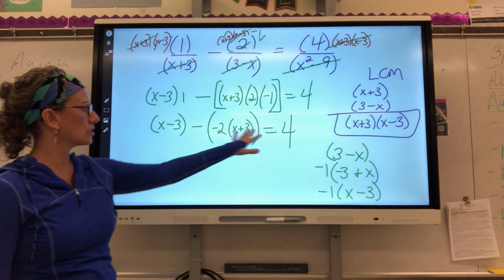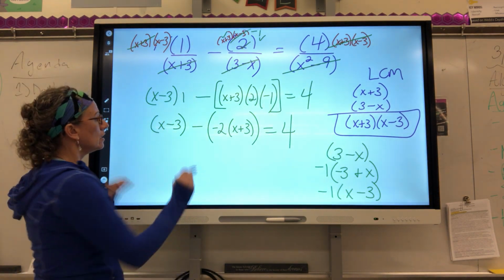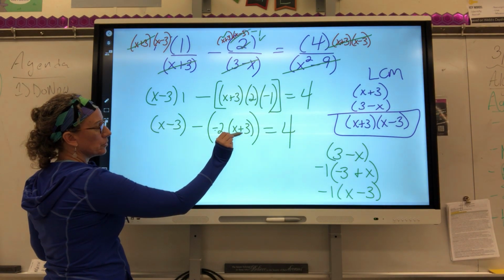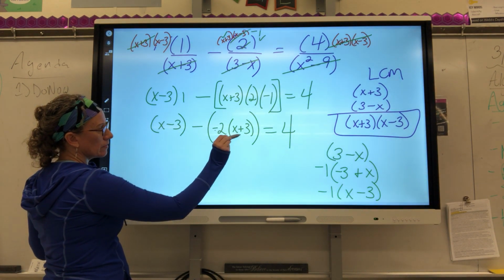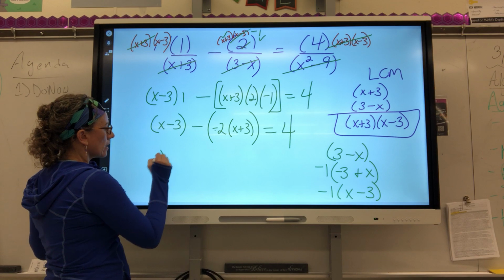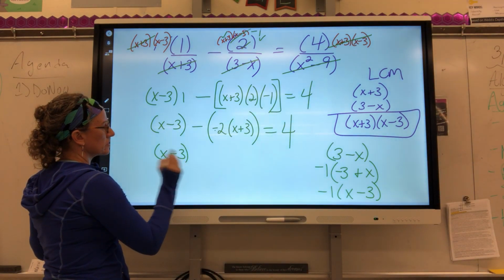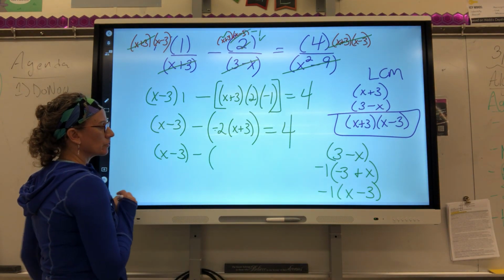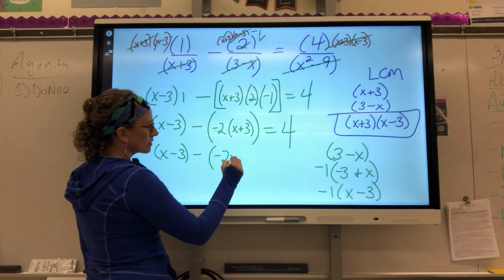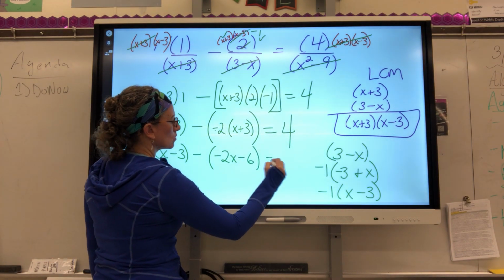Okay, now this is so much easier to look at, but we're not finished yet. This negative 2 has to distribute, and then we distribute the negative in again. So (x minus 3), keep it in parentheses, keep this in parentheses for now. Negative 2x minus 6 equals 4.